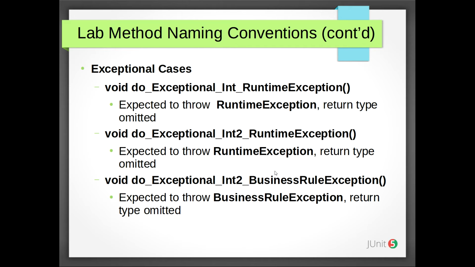Next is void do_exceptional_int_2_business_rule_exception. For example, we are passing a primitive integer of value 2 in, and we're expecting a business rule exception. And for all exceptional cases, we don't provide the return type at the end because it's not needed.